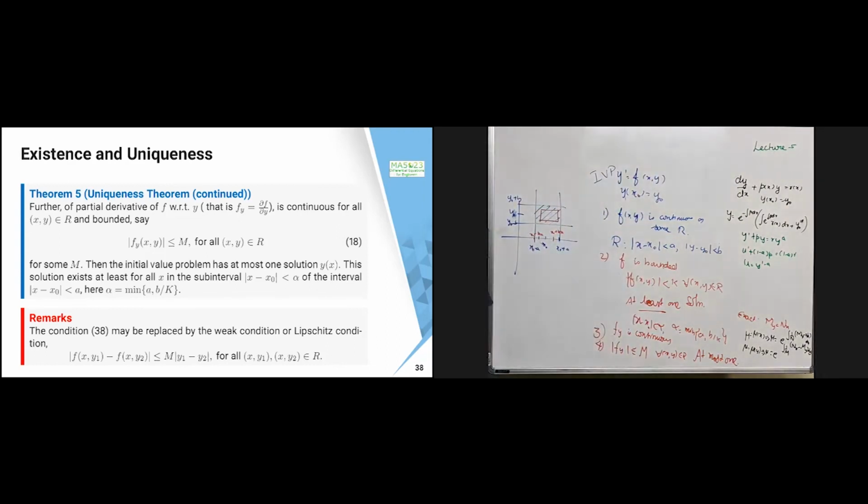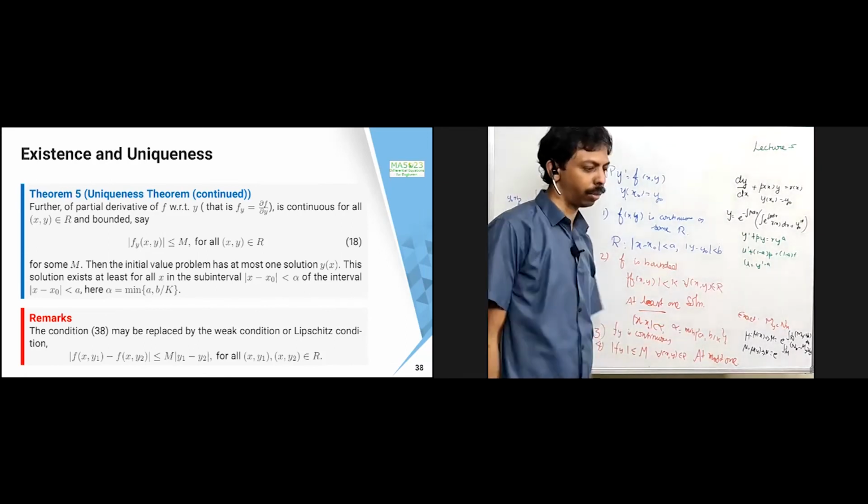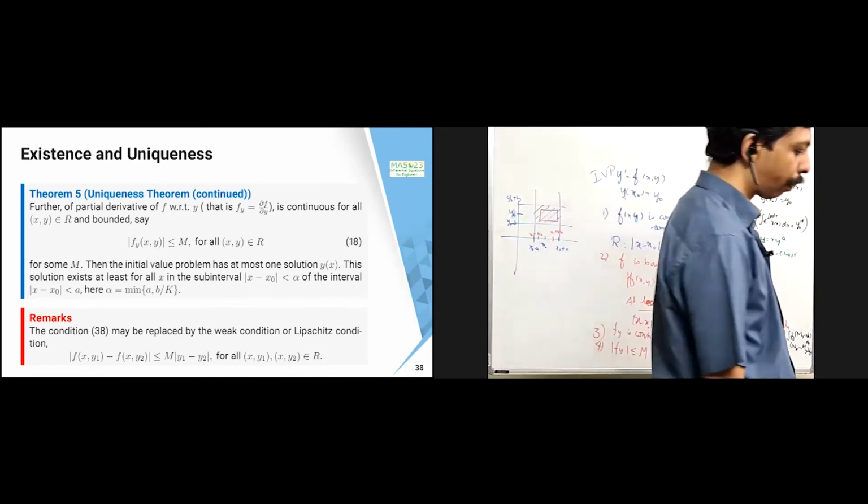So this solution exists at least for all x in the same interval, for all x with |x minus x naught| less than alpha, where alpha is given in this way, the minimum of a comma b. So this is going to guarantee it.